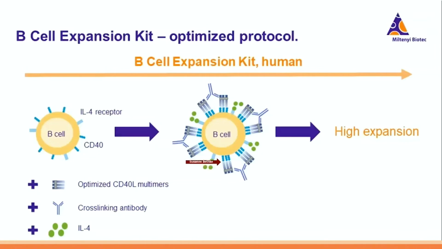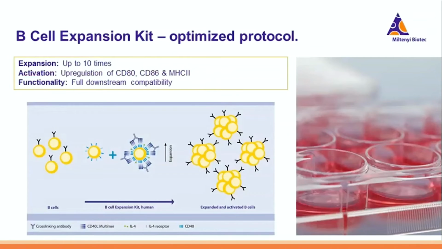And maybe also other T cells are coming and helping from the other side. So this really mimics the T cell help and leads to a high expansion rate. This you can see here. So you really have your B cells in the beginning, and then in the end you end up with highly expanded and activated B cells.